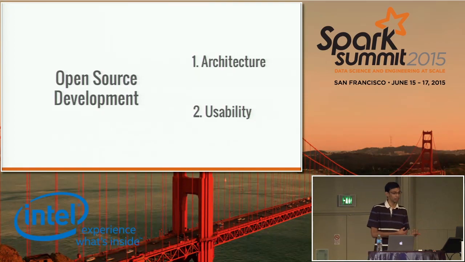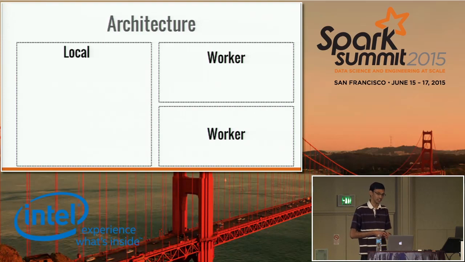So the code that you saw on the previous slide, for example, had like 10 or 12 lines of R code that you need to write in order to just count the number of words in a file, which is a pretty complex thing to do. And so there are a number of improvements that we made to make it more usable. But I'll first talk about the architecture changes that we did.